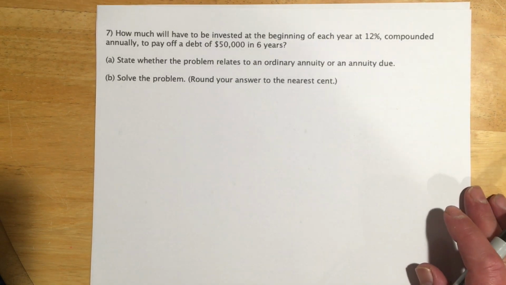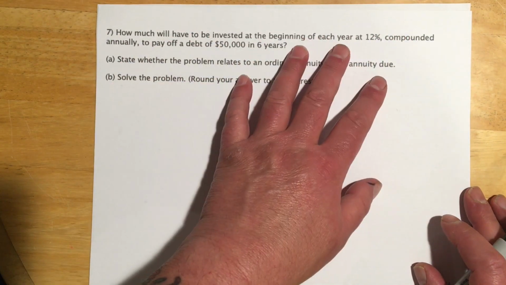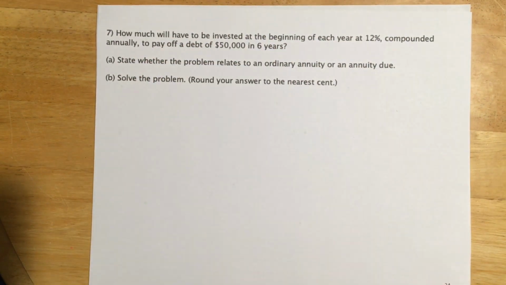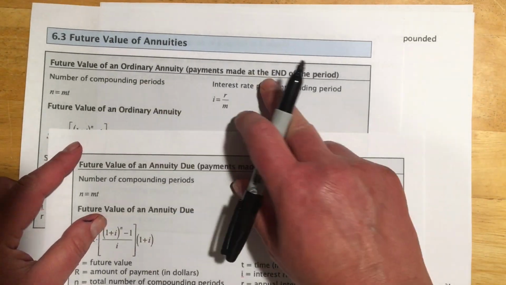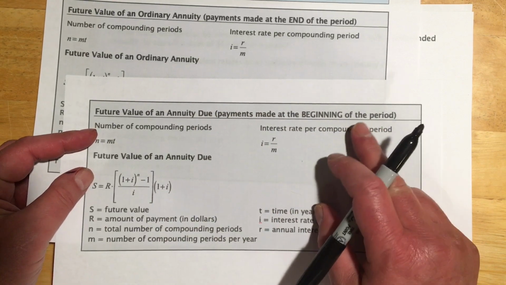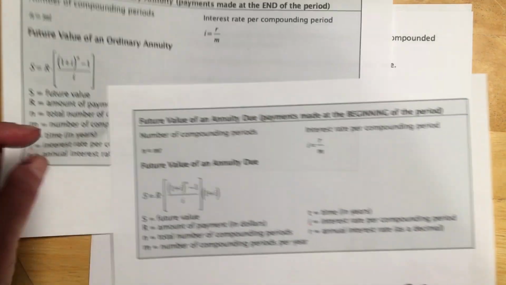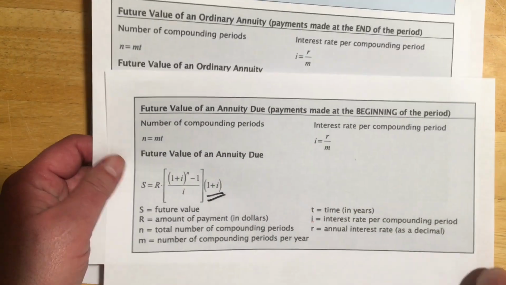Okay, and then these next few problems, they don't tell you which kind of annuity it is, ordinary or due. And so you have to kind of get that from the directions, and then what that will do is direct you to the right formula. So remember, ordinary annuities are going to be payments at the end. Annuities due are going to be payments at the beginning. And they have these two kind of slightly different formulas just with this piece. So we'll also be reading for that now.